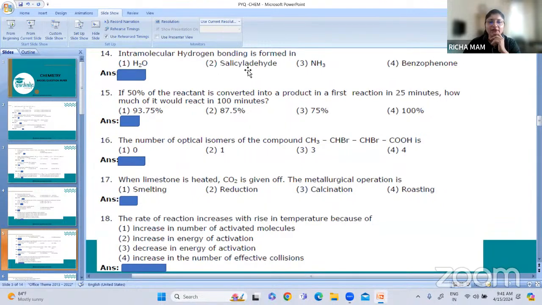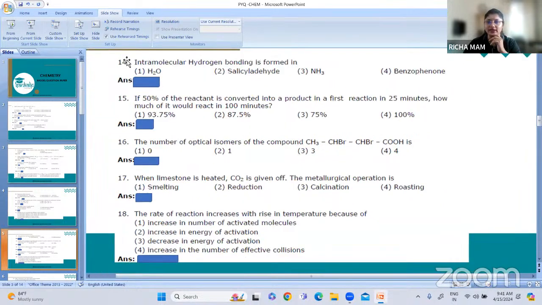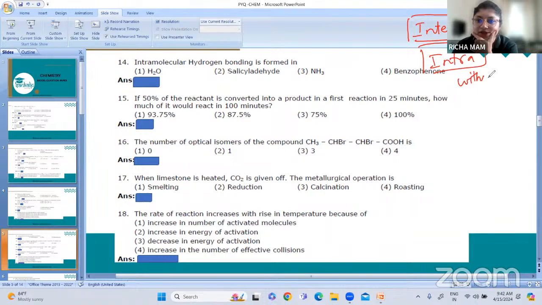Intramolecular hydrogen bonding is found in which of the following? There are two types of hydrogen bonding, one is intra and one is inter. Inter means between two different molecules, and intra means within the same molecule. Remember these important points. Don't get confused between intra and inter.